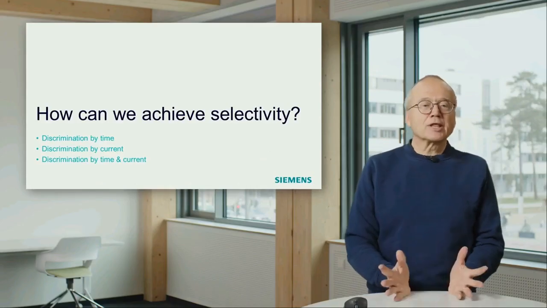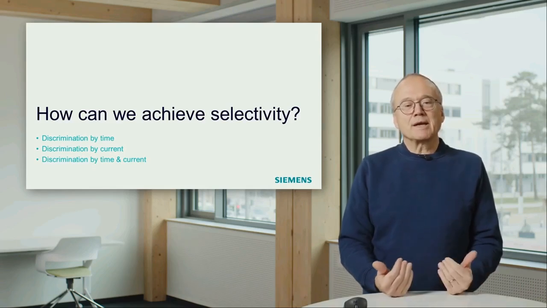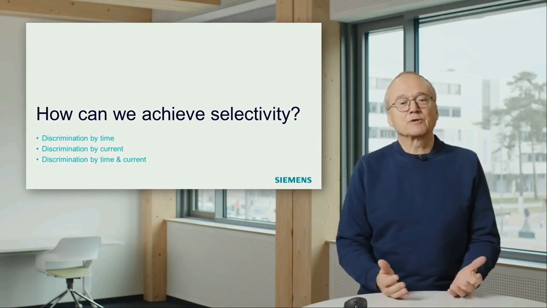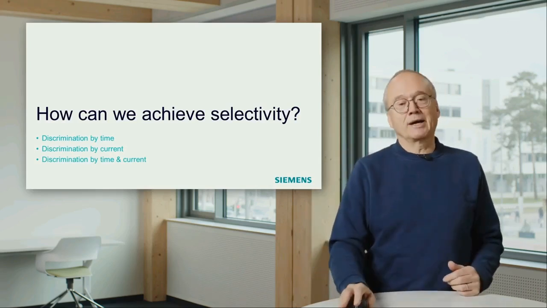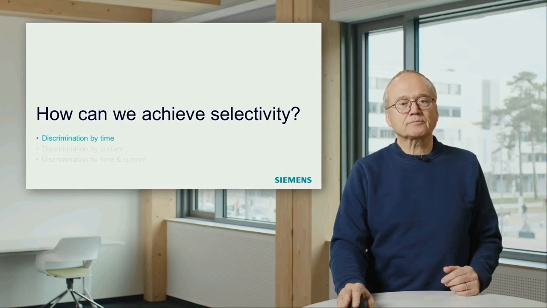And actually there are two or three options. We can make a so-called discrimination by time, we can make a discrimination by current, or we can combine both of these. So let's start with the first one, discrimination by time.